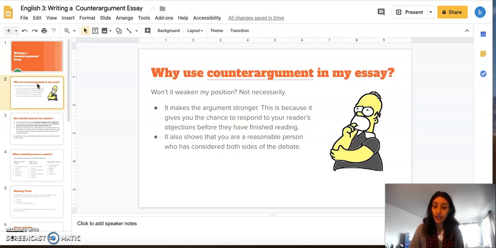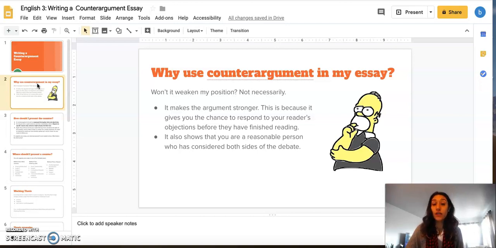So, for the second unit in our class, you will be writing a counterargument paper. What is the purpose of writing a counterargument essay, or why use a counterargument in an assignment overall? Will it weaken the position? Not really. Using a counterargument makes your argument a lot stronger because it gives you the chance to respond to your reader's objections once they've finished reading. So you're able to explain these are specific oppositions that a reader might consider, think, or argue against my point, and you're able to refute those opposing viewpoints.